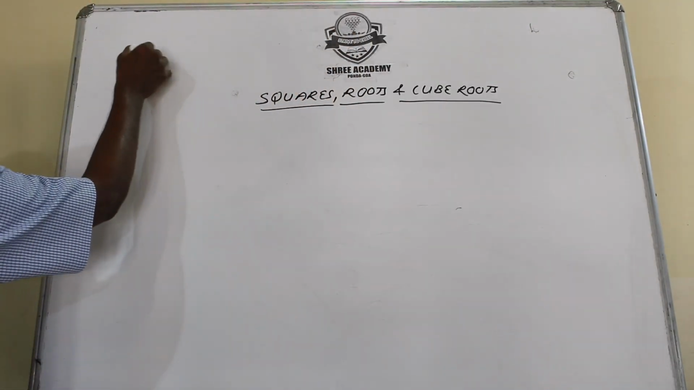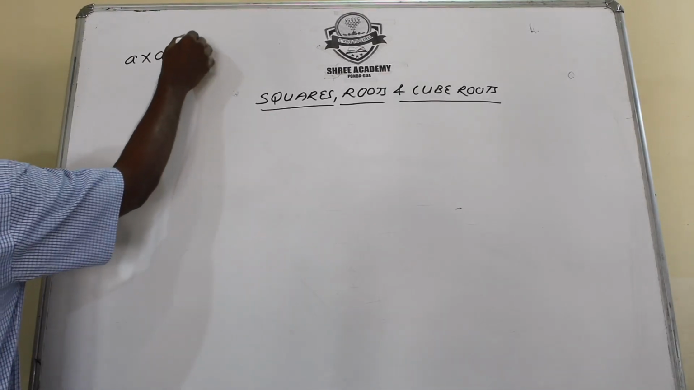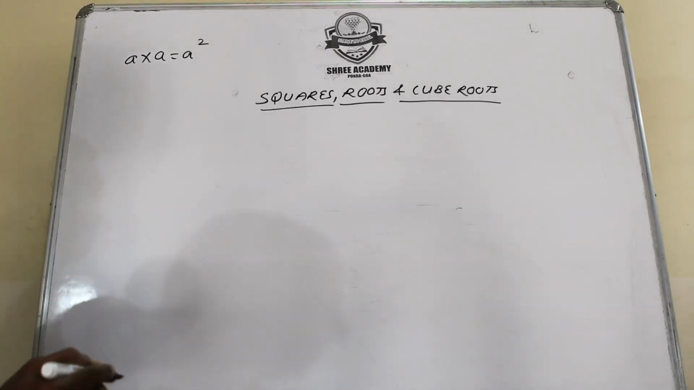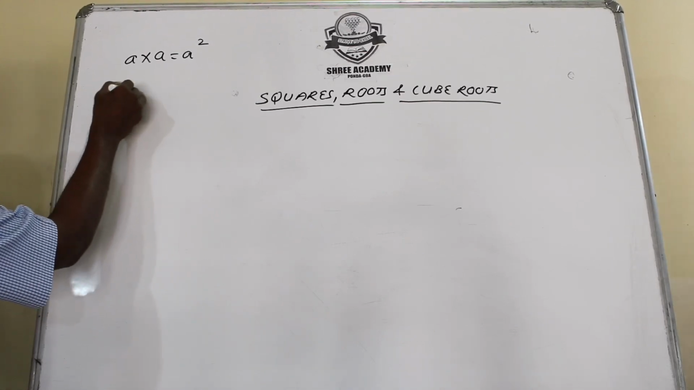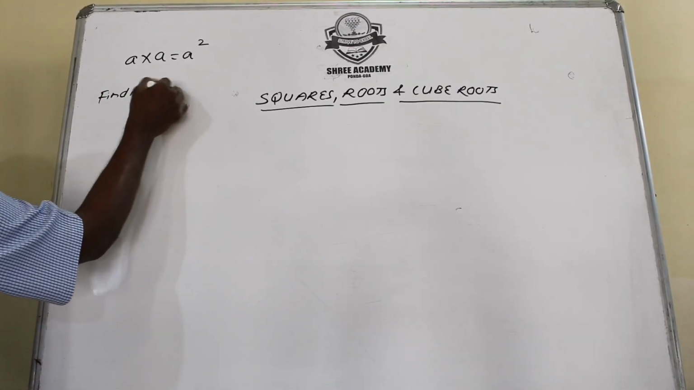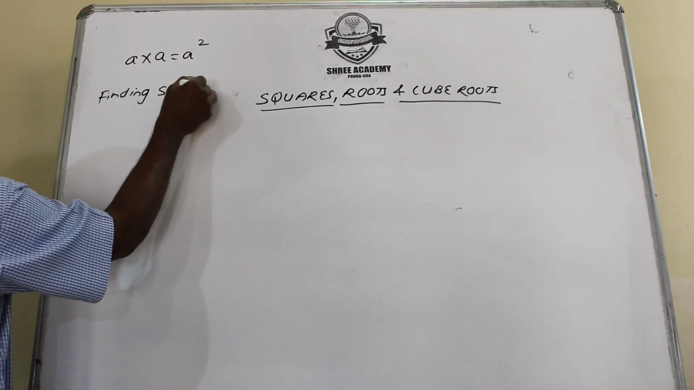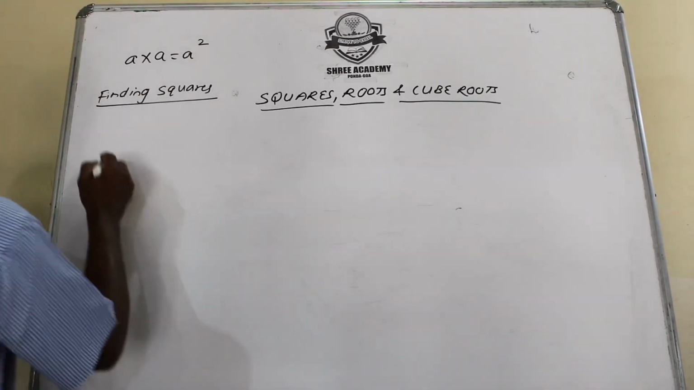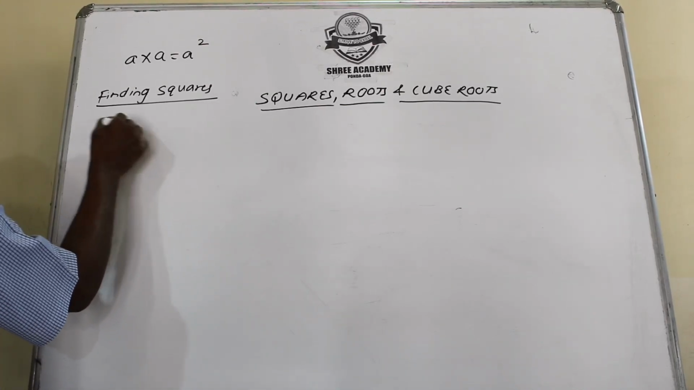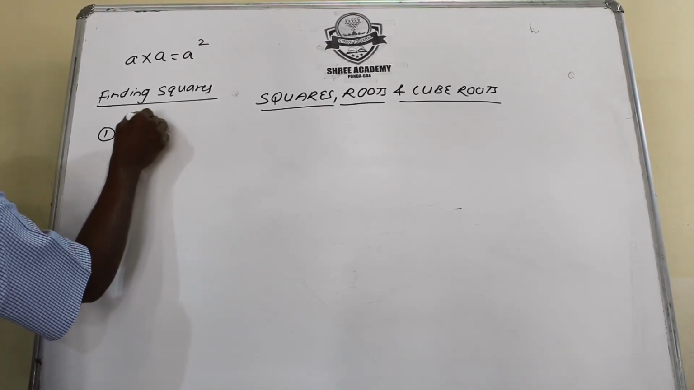So if I am multiplying a by a, this becomes a square. This is called a perfect square. So how to find squares? By the Yug method. So we will do some simple sums. First I will take 43 square.